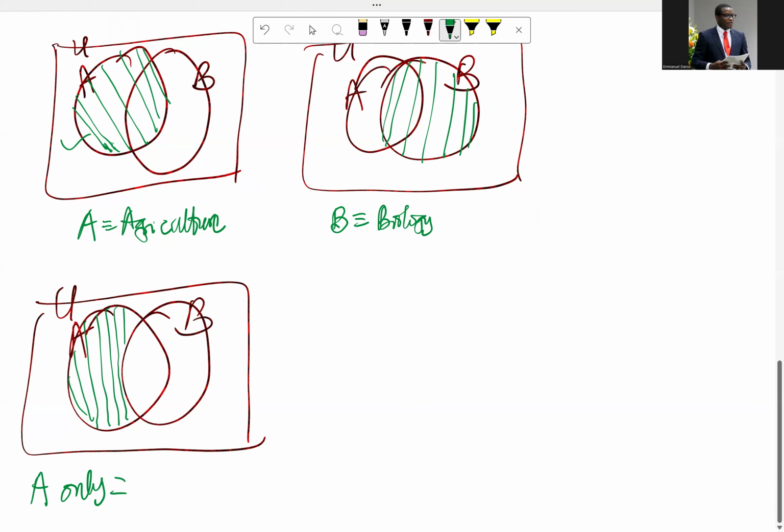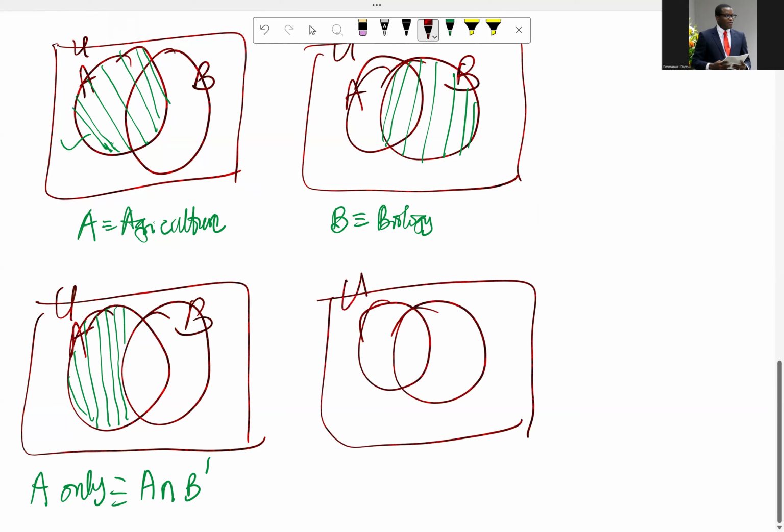So I have A only, and A only here is A intersection B complement. Okay, A intersection B complement. So the next thing is, let's look at the people who are B only, those who study only biology. Universal set, this is A, this is B. So if we shade just this, this will be B only. So that is A complement intersection B.